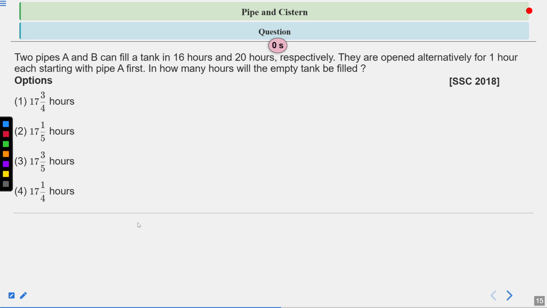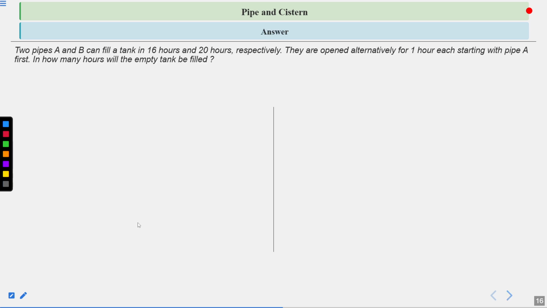Now time's up. Let's see the solution of this question. The question says that two pipes A and B can fill the tank in 16 hours and 20 hours. So we take the LCM, we get the efficiency of A and B. Now the question says that they are opened alternately for 1 hour each, starting with pipe A first. Then in how many hours will the empty tank be filled? So we can calculate it. The correct answer of this question is the first one, which is 17 and 3 by 4 hours. Now see the detailed solution of this question.